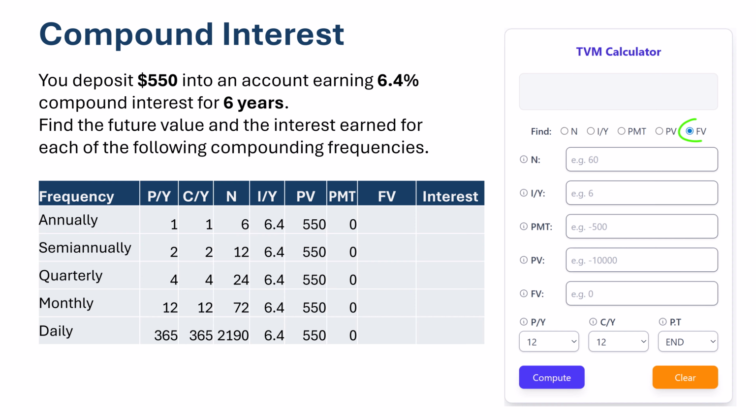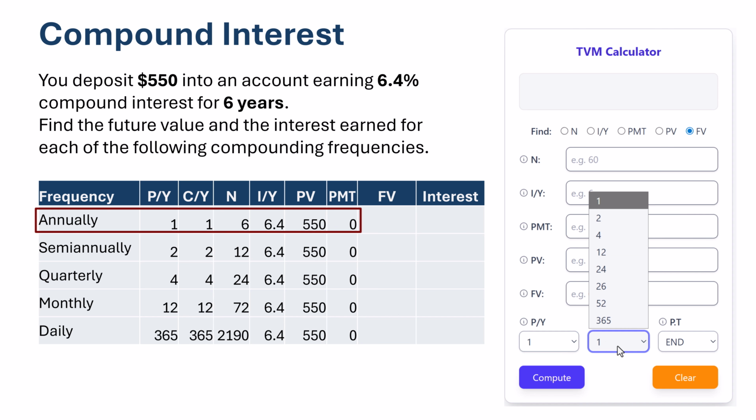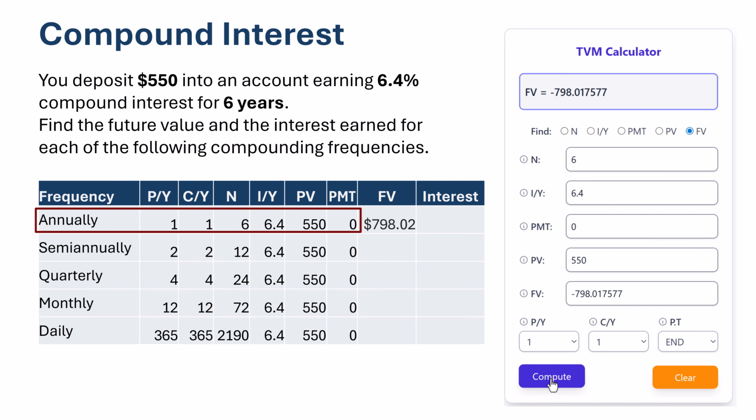First, make sure the FV, or Future Value, radio button at the top is selected, since that's what we want to solve for. You can leave the payment timing option at end, as it won't affect our results here. For annual compounding, set PY and CY to 1. Enter 6 for N, 6.4 for IY, 0 for payment, and 550 for present value. Press compute. You'll notice the answer field shows minus 798.02.